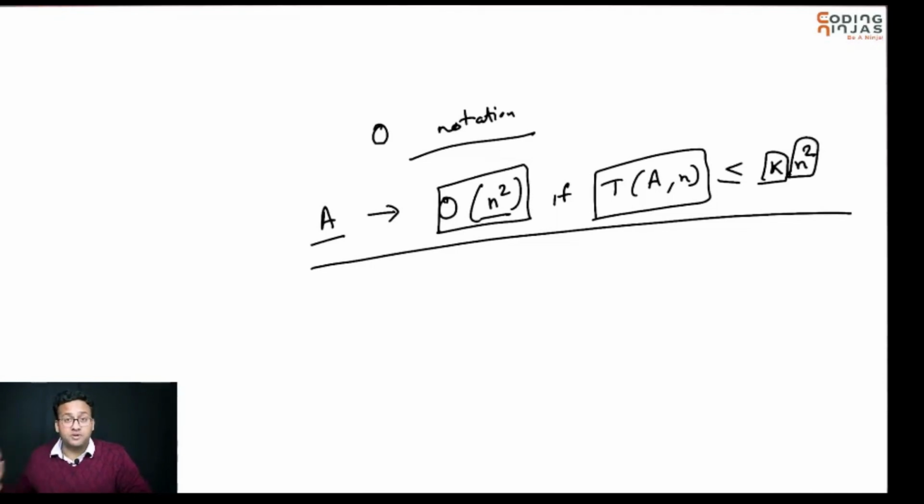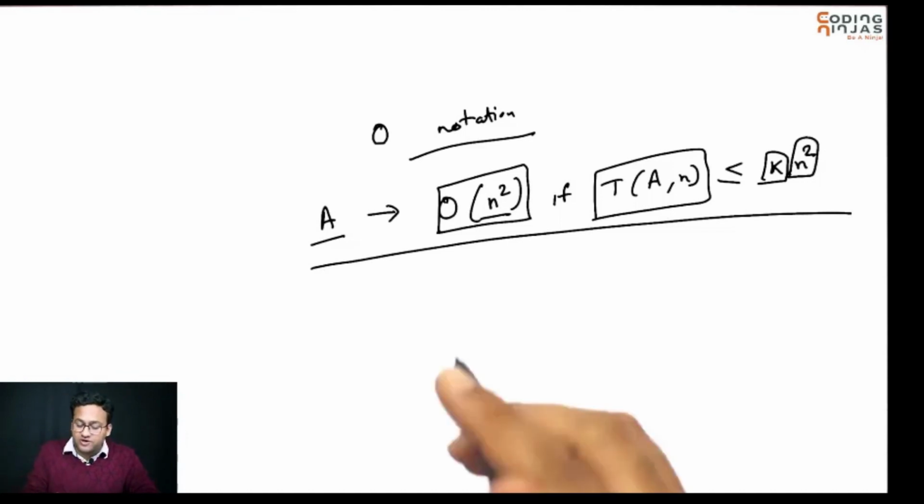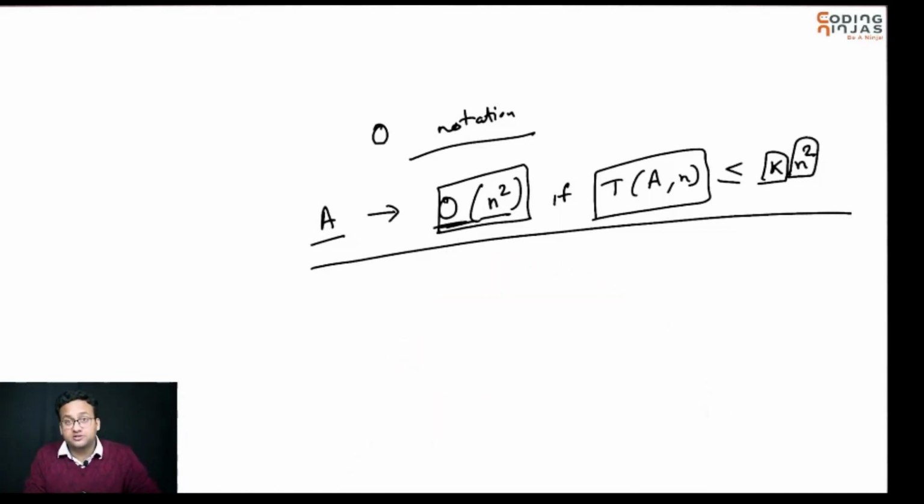Right? It has to be an upper bound. Basically what we're trying to say is it cannot get worse than this. This is the maximum time my algorithm is going to take. It's not going to get worse than this. Right? So that's how we define the big O notation.